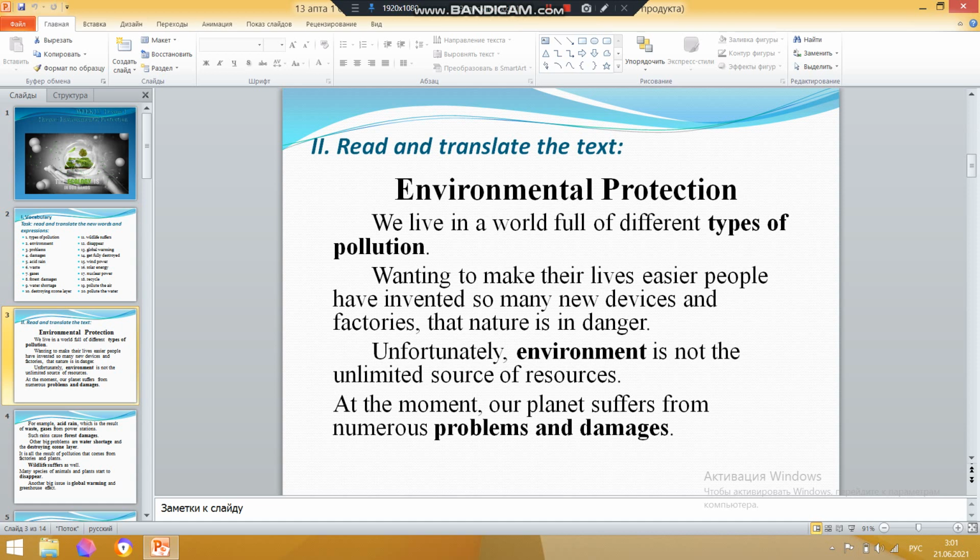Okay, the second task: read and translate the text. Environmental protection. We live in a world full of different types of pollution. Wanting to make their lives easier, people have invented so many new devices and factories that nature is in danger. Unfortunately, the environment is not an unlimited source of resources. At the moment, our planet suffers from numerous problems and damage.